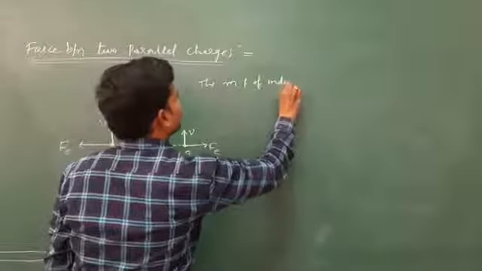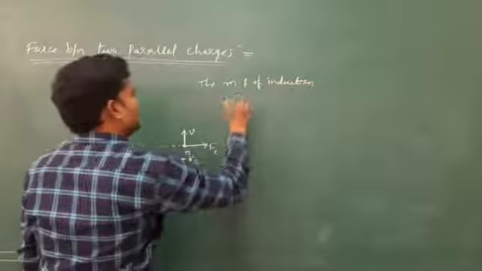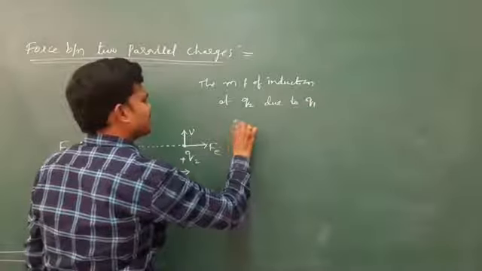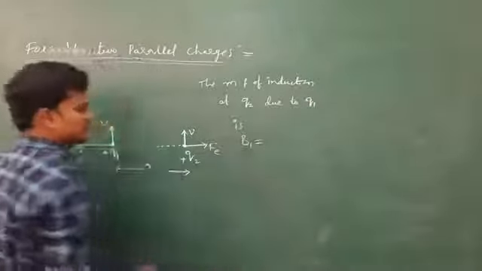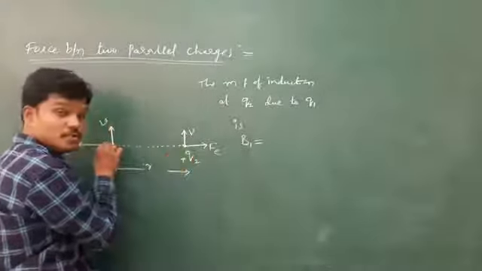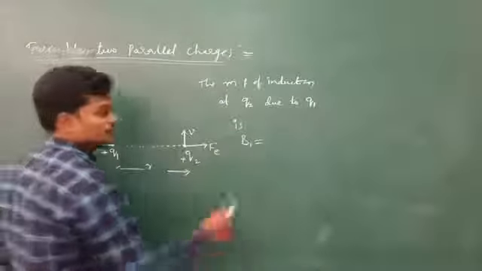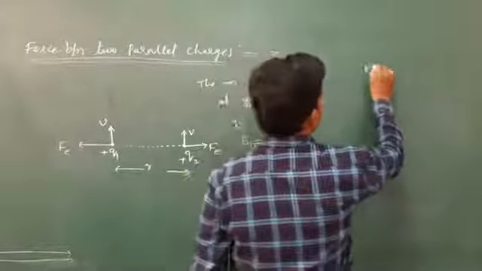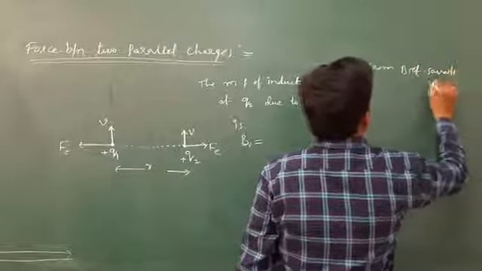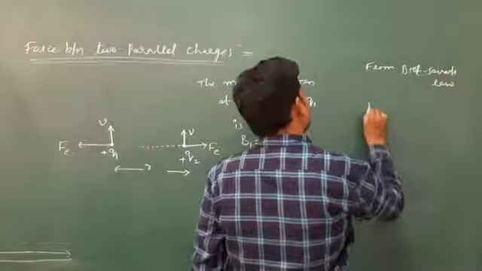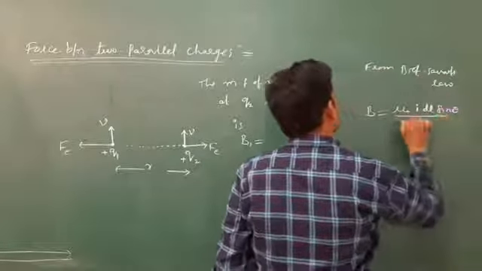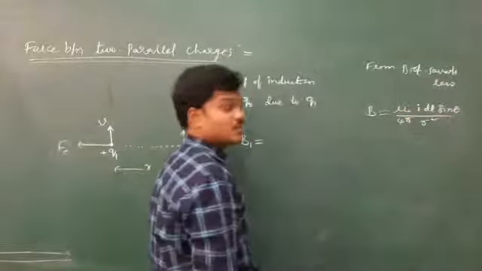of induction at Q2 due to Q1 is, we can write something B1. The magnetic field of induction at this charge, because of Q1, that I taken as B1. So B1, generally you know from Biot-Savart's law, I think you remembered, magnetic field of induction, we can write it as B is equal to mu naught I dl sine theta by 4 pi r square. You remember this formula, Biot-Savart's law.